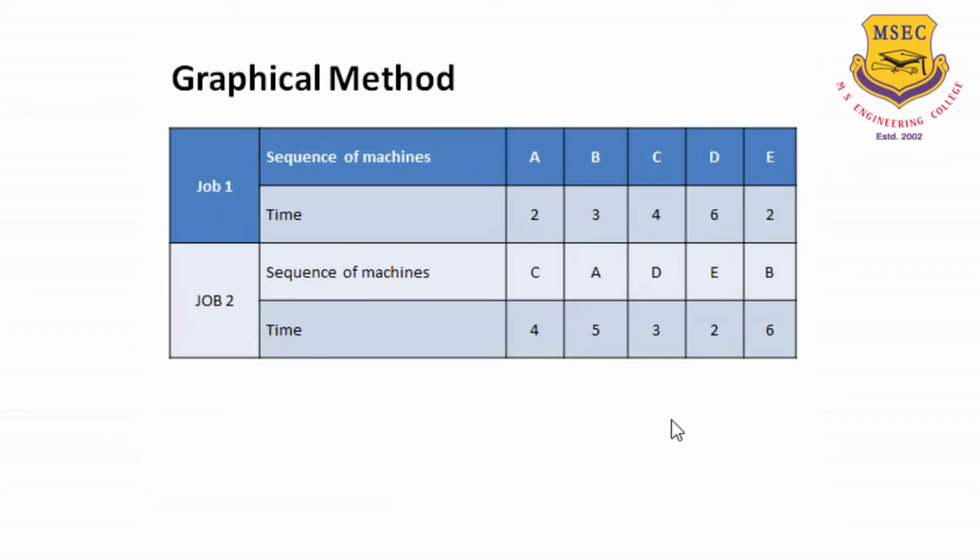So next we have a 2 jobs and M machine problem. Here in this simple example, I have considered job 1 and job 2. Job 1 has the sequence A, B, C, D, E with processing times 2, 3, 4, 6, 2. For job 2, we have a different sequence C, A, D, E, B with the processing times 4, 5, 3, 2, 6. Now with this, how do we proceed with the problem?